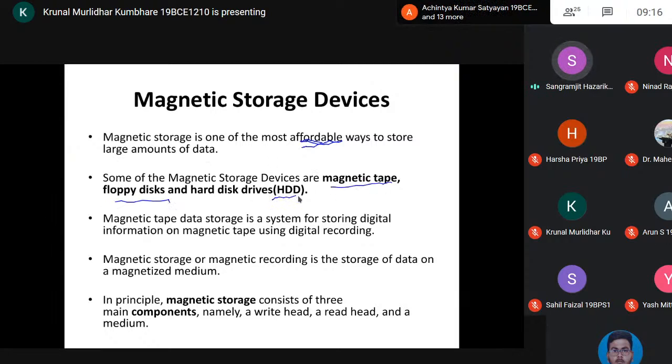Here, magnetic tape and floppy disks are no longer recent trends. Hard disk drives are becoming recent trends because of some of the disadvantages of magnetic tape and floppy disks, which I will be discussing. Magnetic tape data storage is a system for storing digital information on a magnetic tape using digital recording. Magnetic storage or magnetic recording is the storage of data on a magnetized medium. Here in magnetic storage, we have three components: write head, read head, and medium.